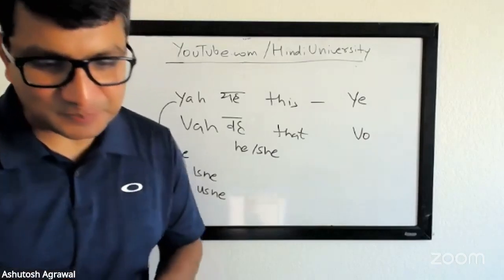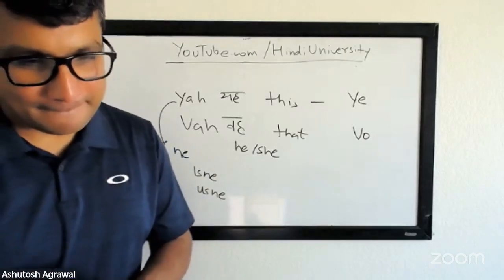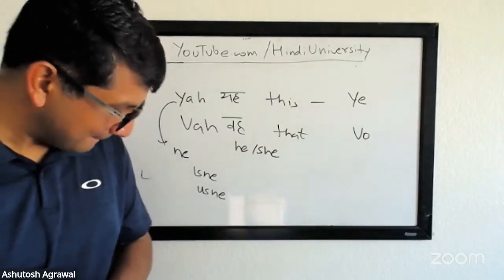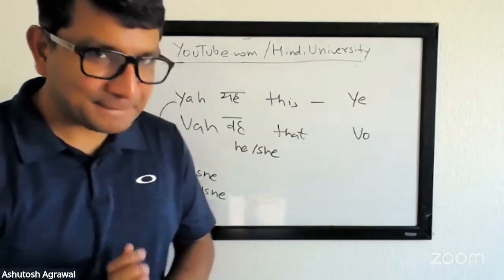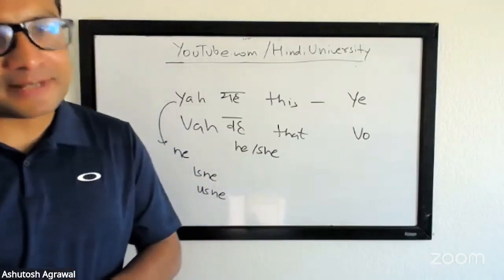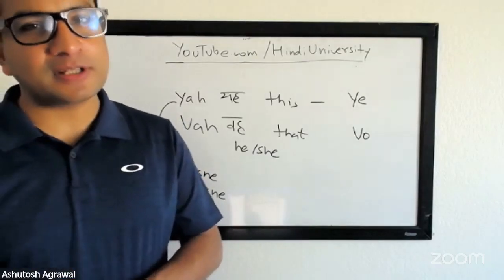Unmute yourself. The "ne" is a postposition, so whether it's yaha or yah or veh or vo, it's going to stay "isne" or "usne". Yeah. It's going to be the same, right? Okay, thank you.